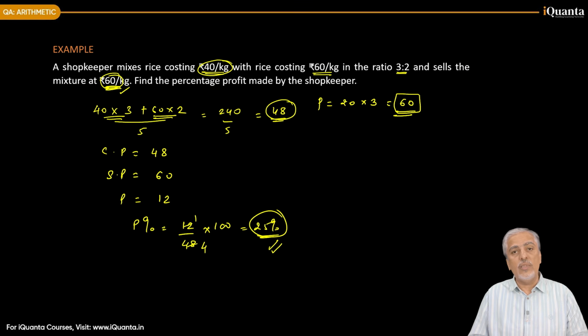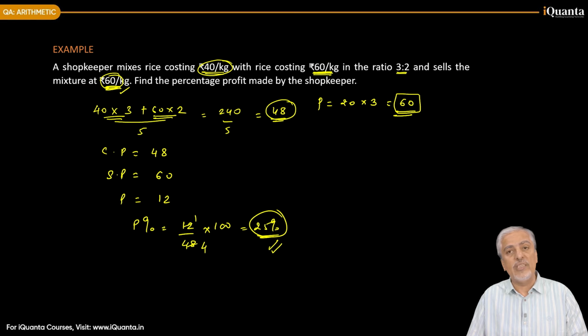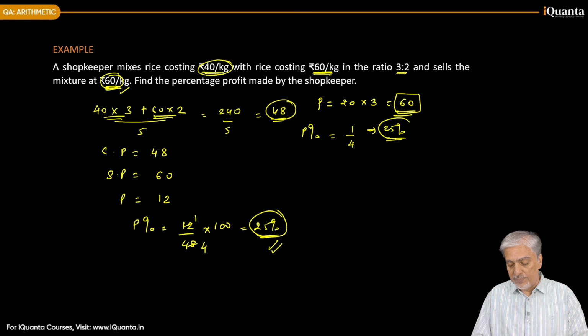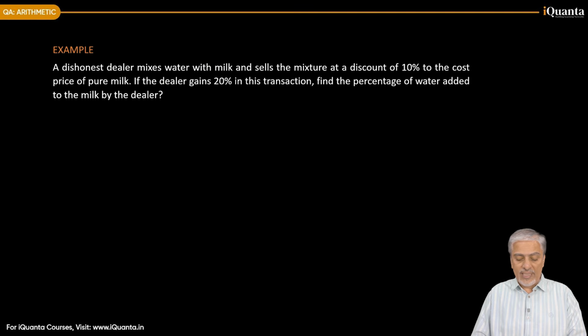Again, I will need to know the total investment, because even though on the second rice he has made no profit, the investment will still be important. The investment we knew was 240 rupees. So the profit percentage will be 60 upon 240, which is 1 by 4, which comes out to be 25%. So this is one example. We will go into more examples. Let's have a look at the next one.